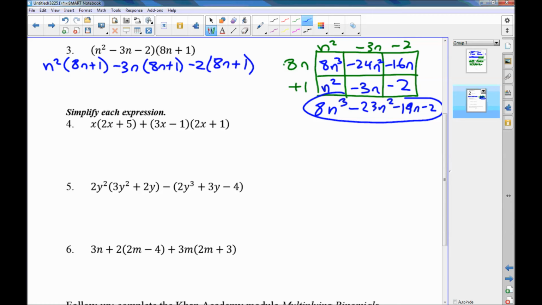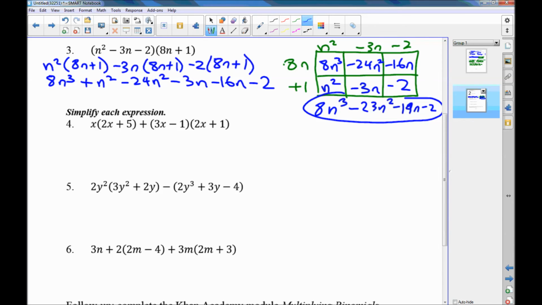So n squared times 8n makes 8n cubed. n squared times 1 makes n squared. Negative 3n times 8n makes negative 24n squared. Negative 3n times 1 makes negative 3n. Negative 2 times 8n makes negative 16n. And negative 2 times 1 makes negative 2.